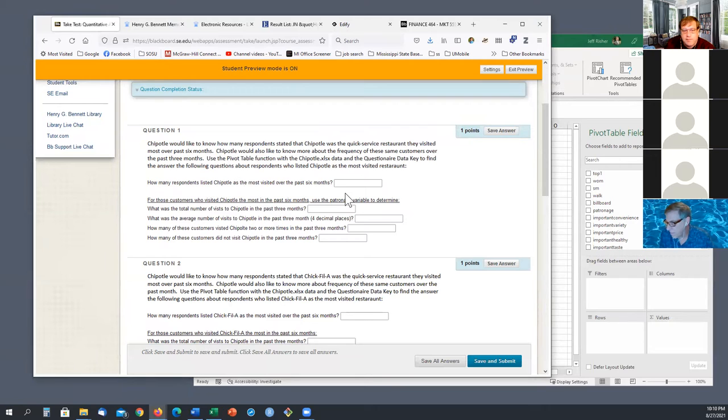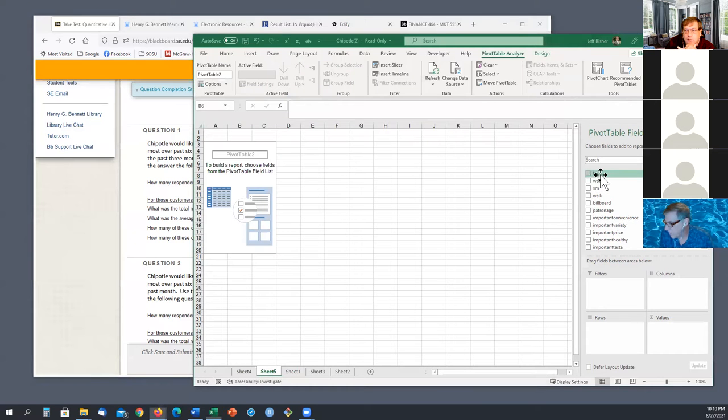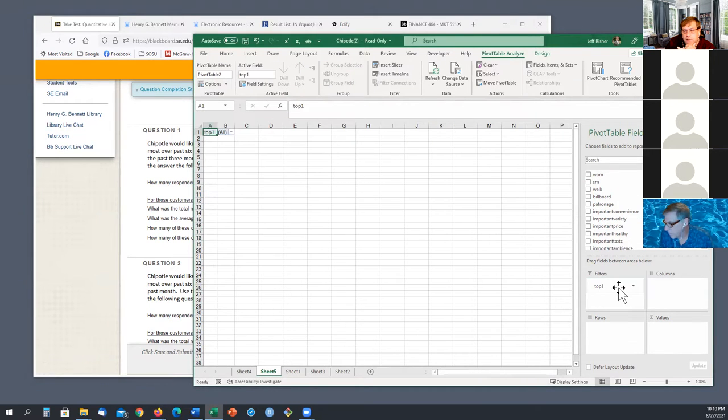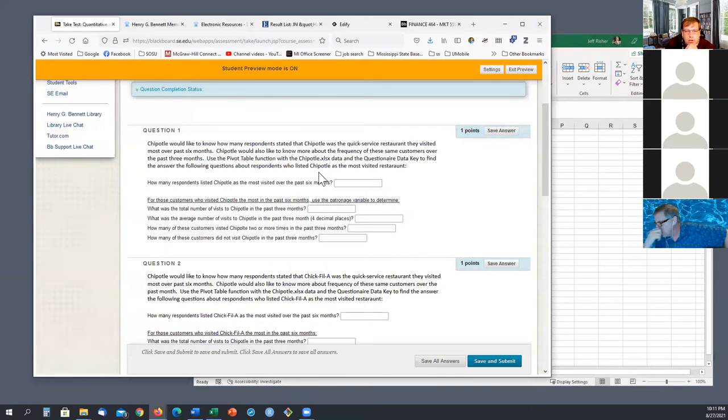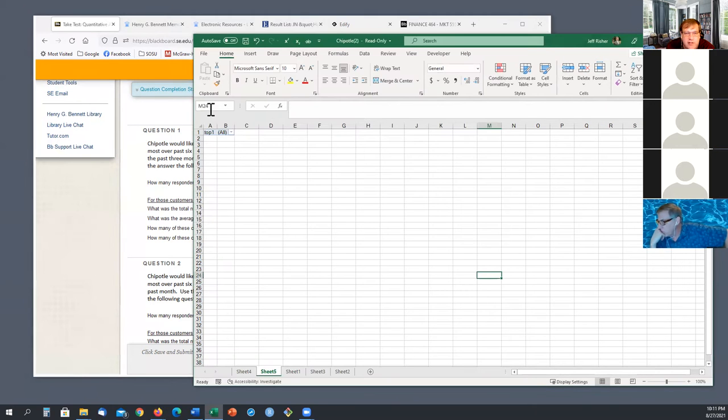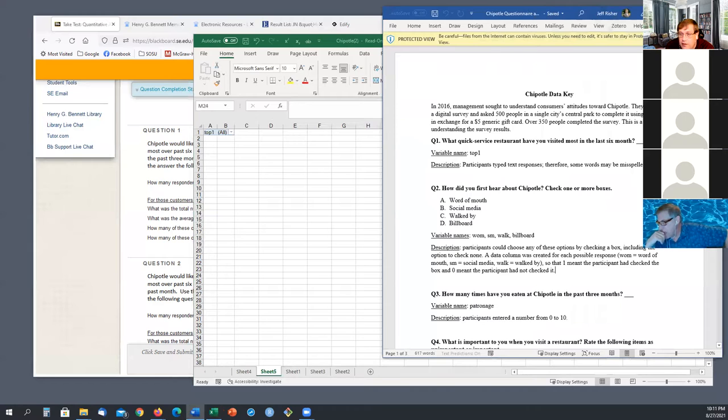How many respondents listed Chipotle as the most visited over the last 6 months? Well, here's one where we are going to want to fill. I'll go ahead and set up stuff in the table where it's easier for me to see. Total number of visits to Chipotle in the past 3 months. I think I originally had that screwed up and I put last month. That was my fault. But if you look, this is where you have to go.